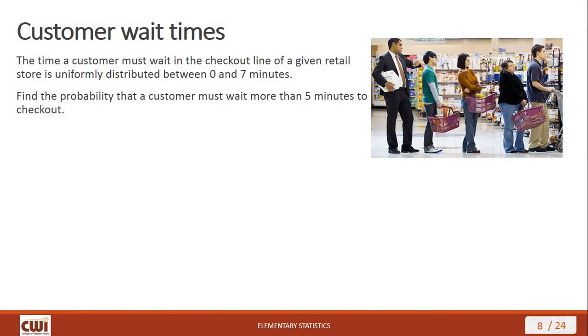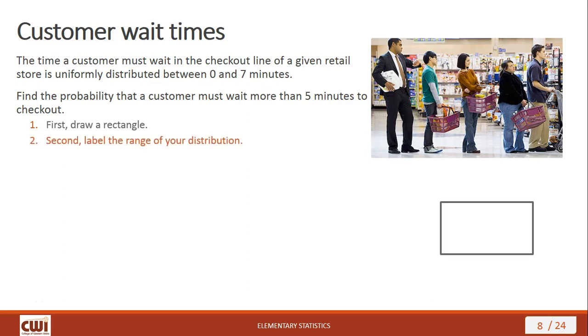Let's look at a specific problem to illustrate how these steps work. The time a customer must wait in the checkout line of a given retail store is uniformly distributed between 0 and 7 minutes. Now, find the probability that a customer must wait more than 5 minutes to check out. So we're going to go through the steps that we just went through to solve this problem. The first step is to draw a rectangle. Okay, here's our rectangle here at the bottom of the screen.